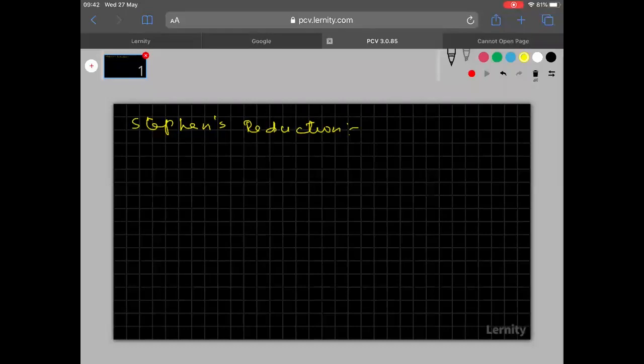Please put the heading Stephen's reduction. Clear? Now in Stephen's reduction, the basic principle is this one. SnCl2 will react with HCl. Then hydrogen gas is liberated out. I hope it is clear to everyone.